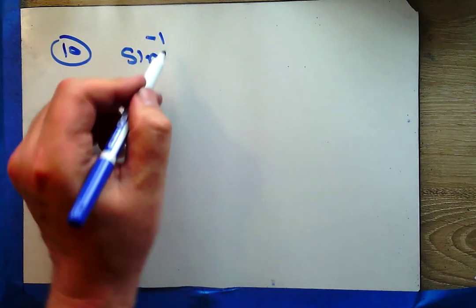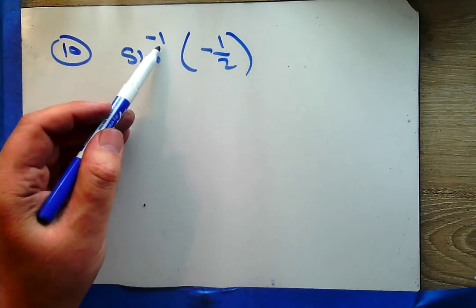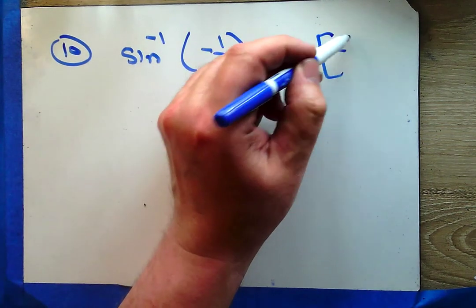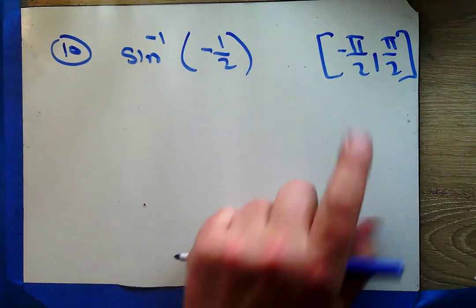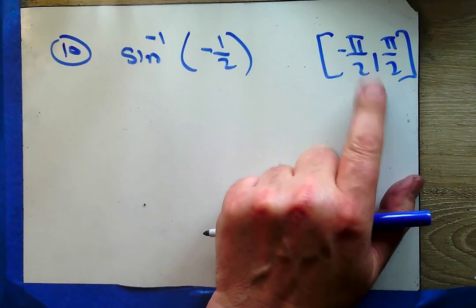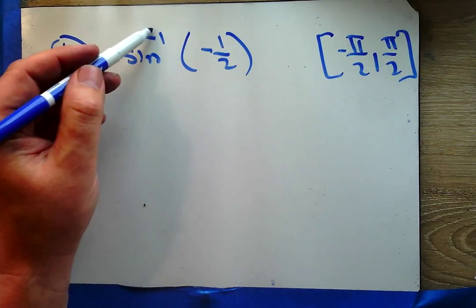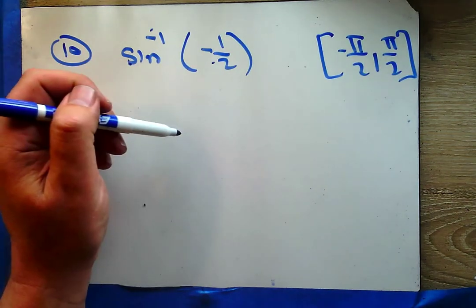Sine inverse of negative 1/2. Remember, this doesn't ask just what angle. It asks what angle within the restriction. The restriction goes from negative pi over 2 to pi over 2. Our answer has to be within that range. Okay, so what angle within the restriction has an upness, or y value, of negative 1/2?